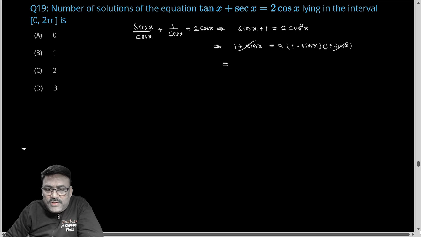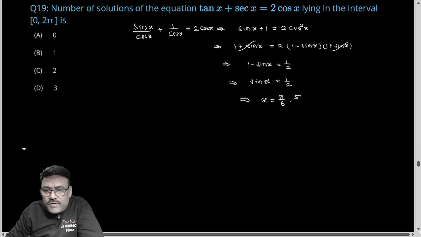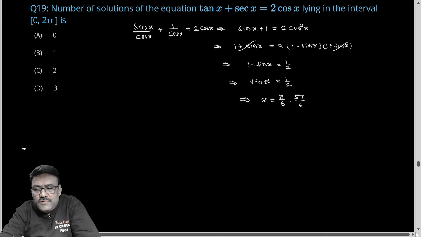From here I can say that 1 minus sin x is half. So sin x is also half. And since sin x is half, in 0 to 2 pi you will get two solutions, pi by 6 and 5 pi by 6. So basically you are getting only two solutions here, pi by 6 and 5 pi by 6.